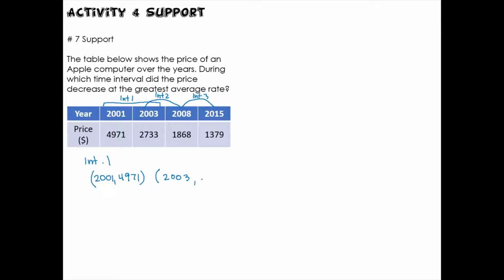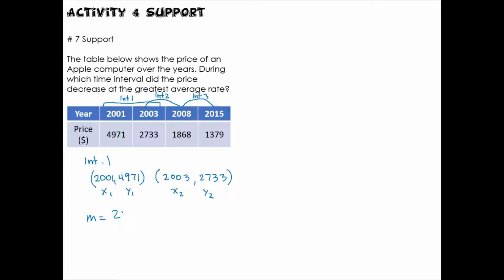So here's the second one. There's 2003, and it was $2,733. Okay, and so here we go. Let's take a look here. We're going to do the same thing. So here's our x1, y1, x2, y2. So m is equal to, and then we're going to go y2.